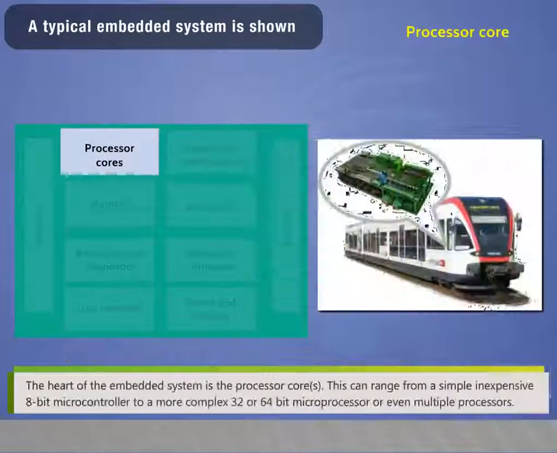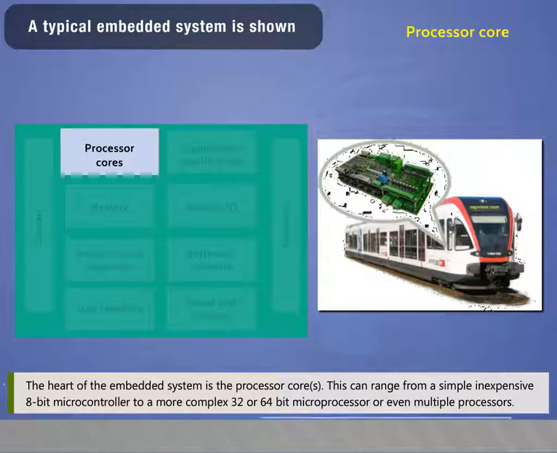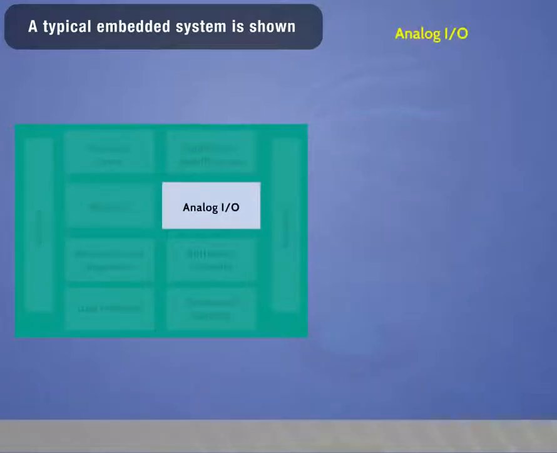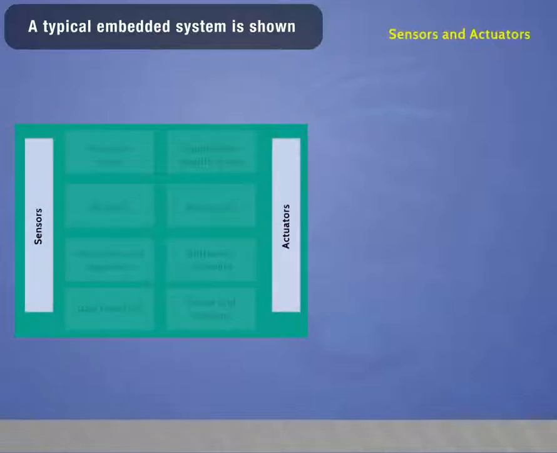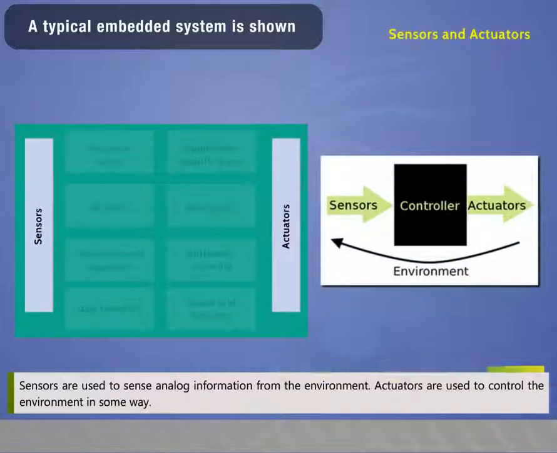Processor core. The heart of the embedded system is the processor core. This can range from a simple, inexpensive 8-bit microcontroller to a more complex 32 or 64-bit microprocessor, or even multiple processors. Analog I/O. Digital to analog and analog to digital converters are used to get data from the environment and back out to the environment. Sensors and actuators. Sensors are used to sense analog information from the environment. Actuators are used to control the environment in some way.